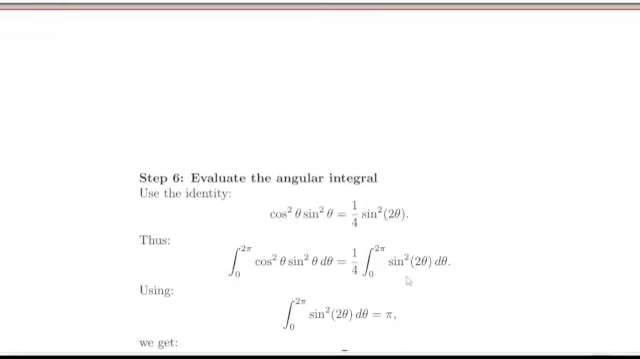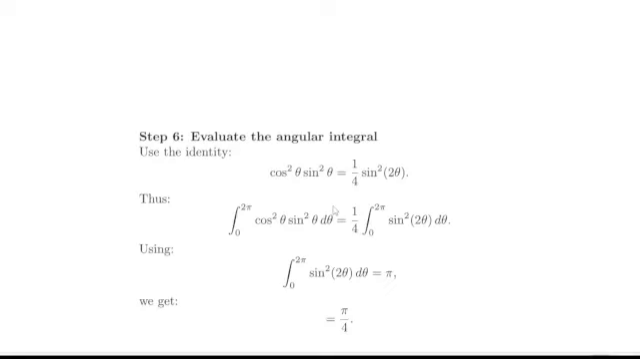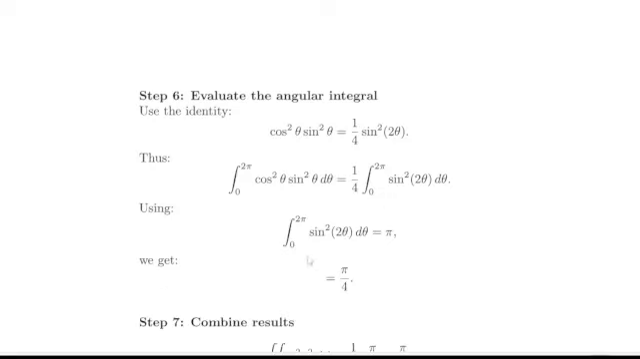And then for the integral of cosine squared sine squared, we can use the identity that it's equal to 1/4 sine squared 2 theta. So if we integrate 1/4 sine squared 2 theta, here we're using the fact that the integral from 0 to 2 pi of sine squared 2 theta d theta is equal to pi. So 1/4 times that is pi over 4.